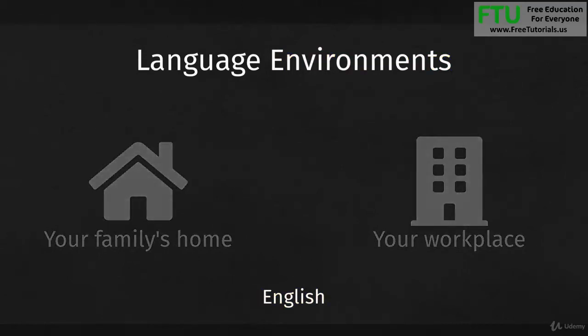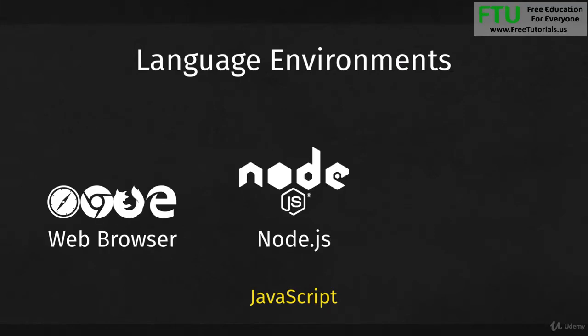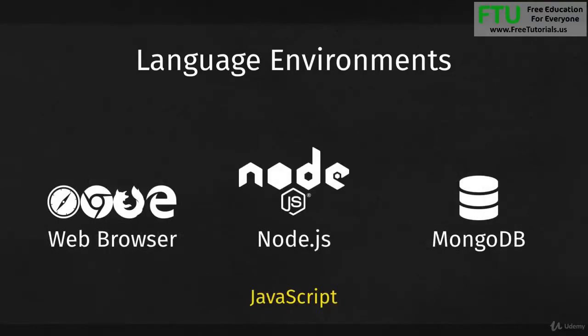Okay, and it's the same thing with JavaScript. JavaScript is also spoken in different environments. Some of the most common are the web browser, Node.js, MongoDB, and countless others, but these are just three of the most popular. Don't worry, I do not expect you to know what Node is, and I do not expect you to know what MongoDB is. We will learn about those things later on in the course. For now, all you need to know is that there are multiple environments in which JavaScript can be spoken. And just like with the English environments, like our family's home and workplace, each environment has its own unique made-up words or jargon or slang.